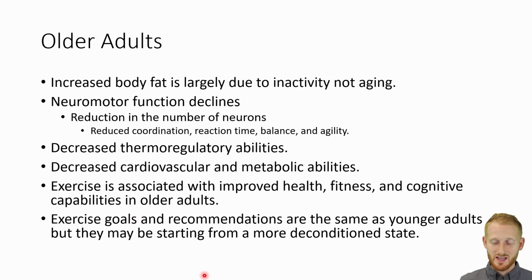The only difference is they may be starting at a severely deconditioned state, and if that's the case, just make sure you lower your expectations, especially your initial expectations. Start them at a nice low baseline and progress them a little slower than what you do with younger adults. But again, the goals are really the same. You want to get them the same FITT-VP principle that we talked about prior in the cardiorespiratory section, as well as in the muscle fitness and flexibility sections of this course.